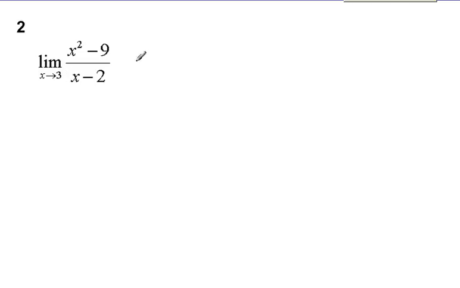So I'm going to plug in 3, and when I plug in 3, I get 9 minus 9 over 3 minus 2.